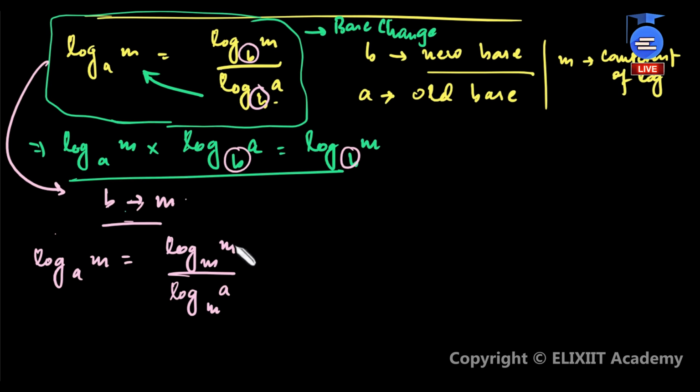What is the value of log m base m? Just now you have seen log a base a. This is 1. This is 1. So cross multiply. So you have one more result.